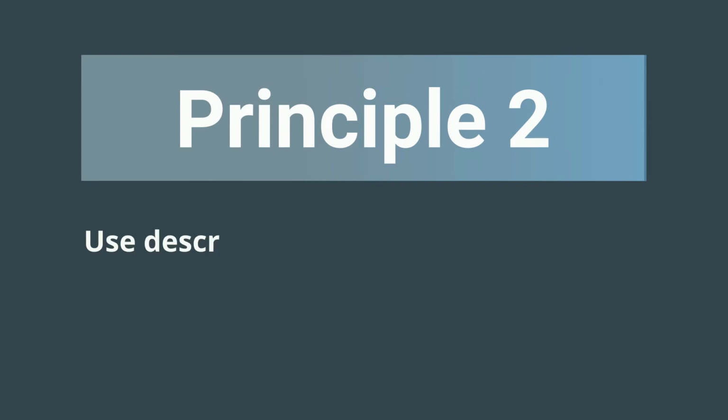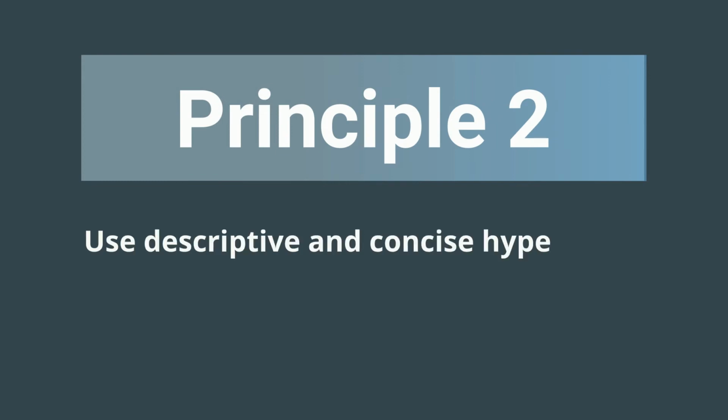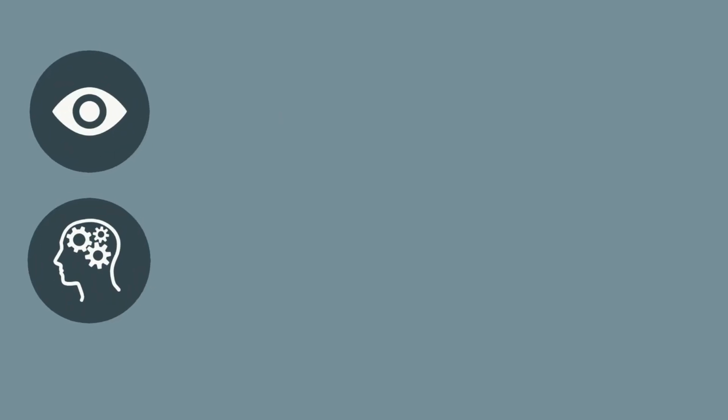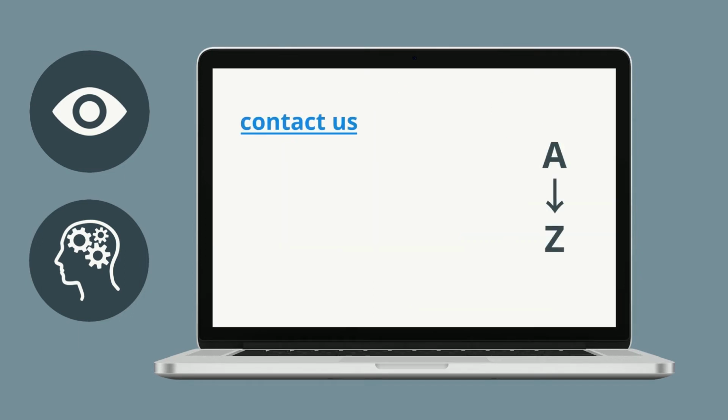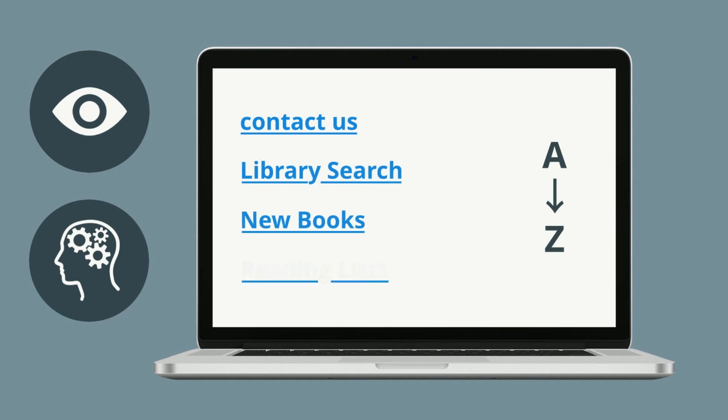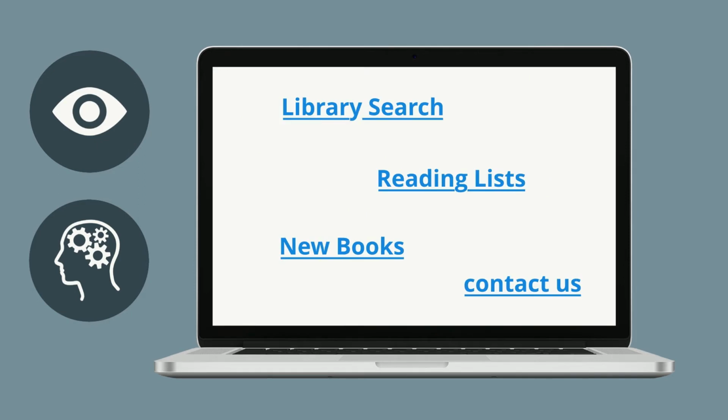Principle 2. Use descriptive and concise hyperlinks. It's useful to know how those with vision and cognitive impairments actually use their screen readers. That is, software which converts what's on the screen into speech or braille. Okay, so one thing screen reader users do is they have all links on a page ordered and read out alphabetically. Or another thing is they may navigate through the links on a page, skipping all the content in between. This is why it's important for links to make sense on their own without the help of surrounding text.